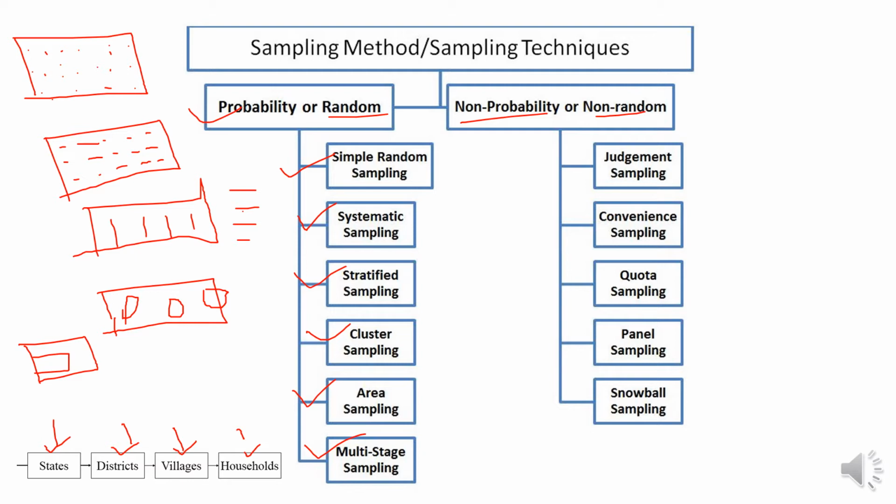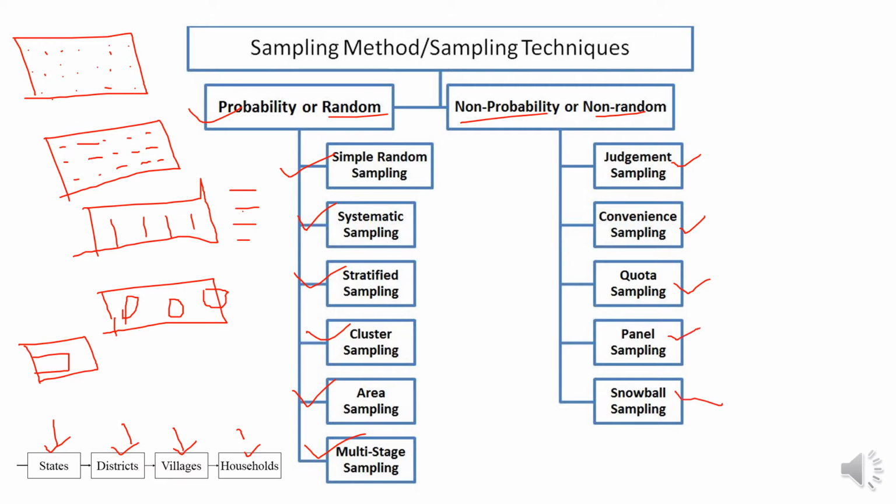But non-probabilistic or non-random sampling techniques are basically used in social science. These are basically questionnaires. Lots of questions are set, and then you do sampling from the questionnaire. These include judgment sampling, convenience sampling, quota sampling, panel sampling, and snowball sampling. I'll give just one example.